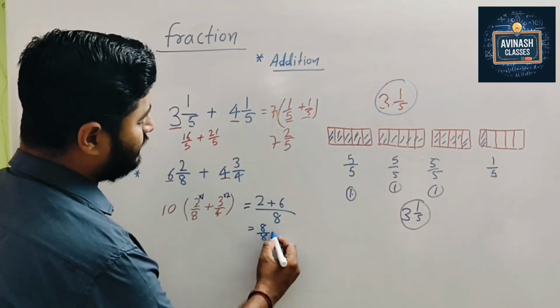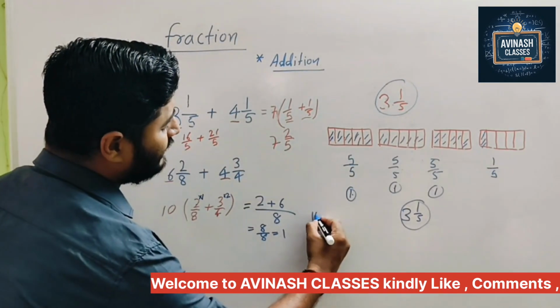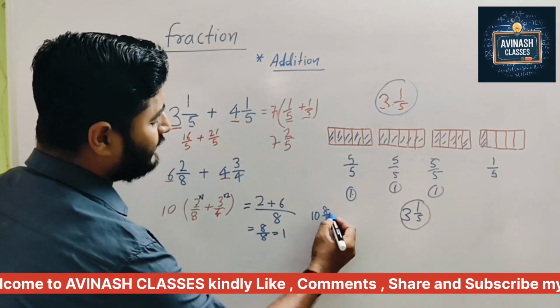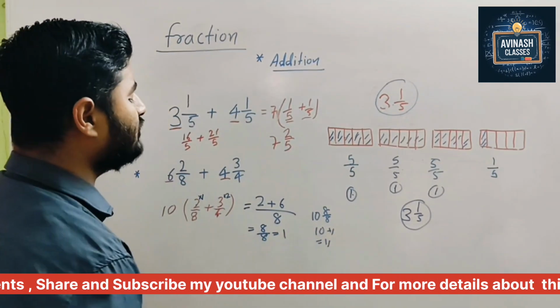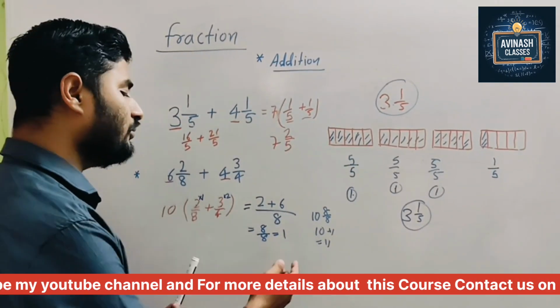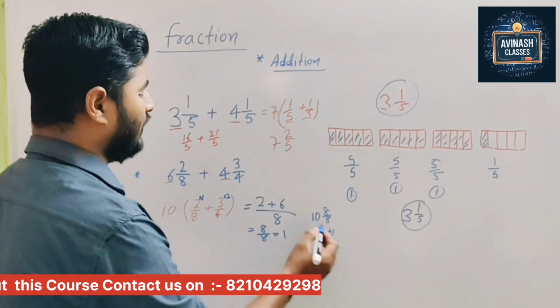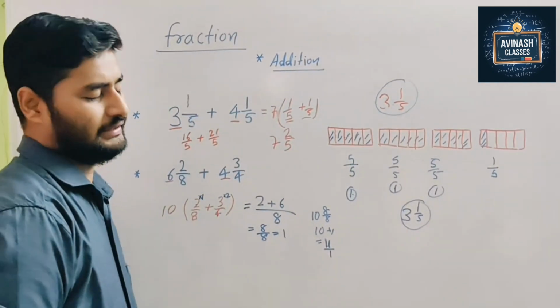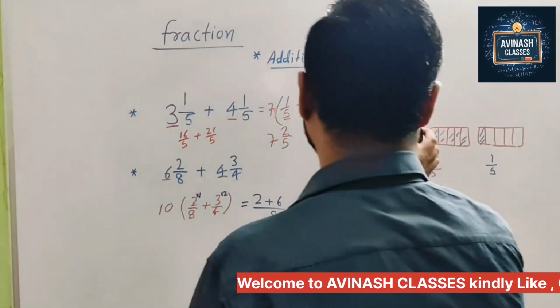8 by 8, so what does it come? 1. Simple one. So either you can write here 10, 8 by 8, but you can write here 10 plus 1. So it means what? Our answer is 11. You can write 11 by 1 also, because this is the whole number. So after doing this, we get like this. Understand? If you want to do this question in detail, you can do it in detail also. I explain.